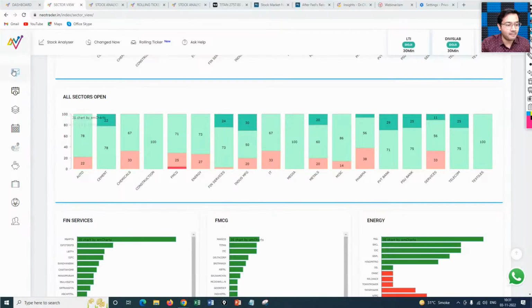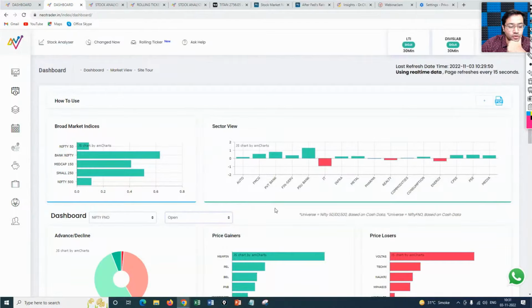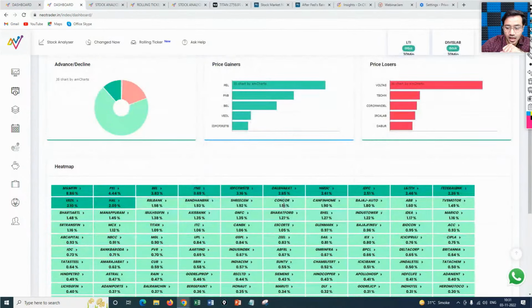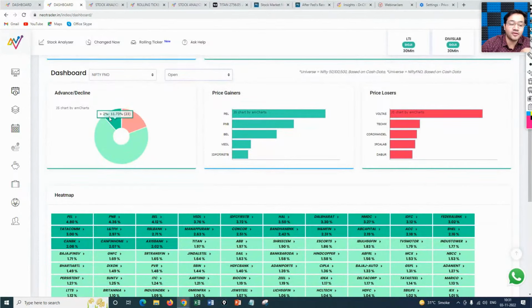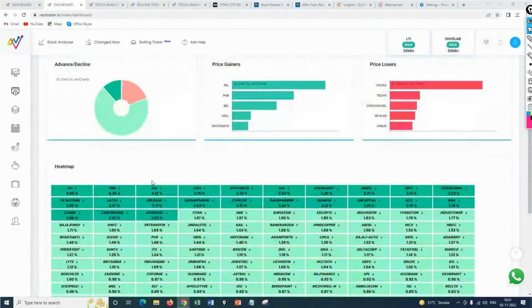Okay, so let me go back to the dashboard here. Let me go to open and let me see what is happening here. From open, I can see that there are many stocks here that are in the green. Since the morning, there were 18 stocks in the green. If I go to the dashboard right now, I see that there are 23 stocks in this particular dark green. Okay, 23 stocks are here. So that again reaffirms my view on the market that the bullishness is still prevailing.